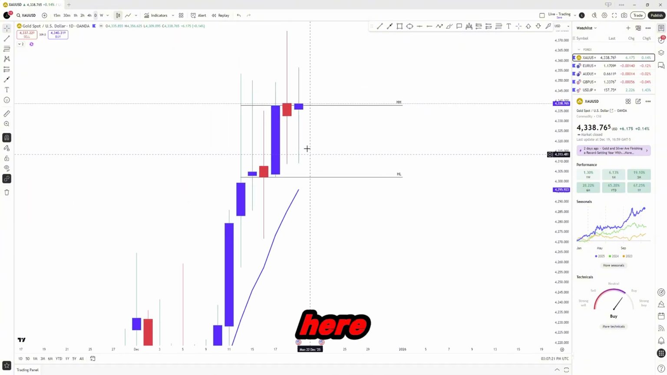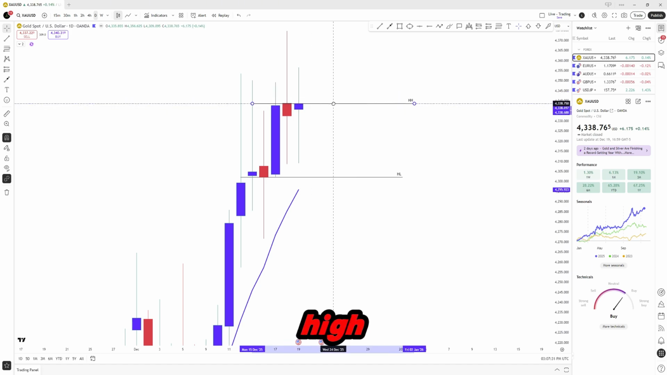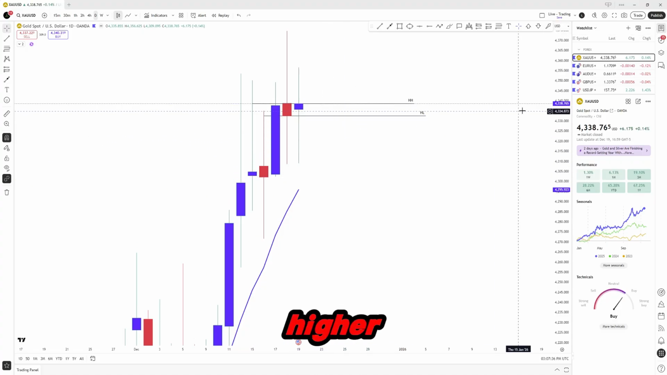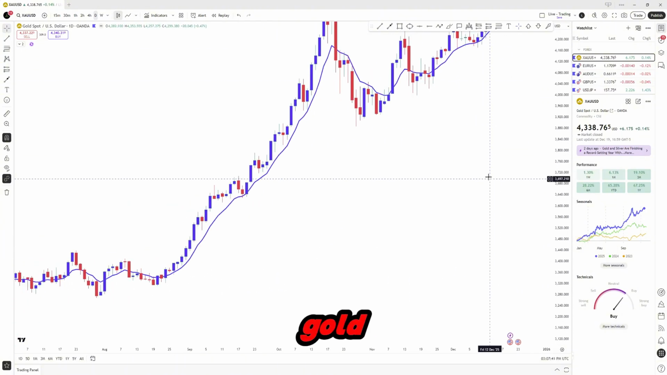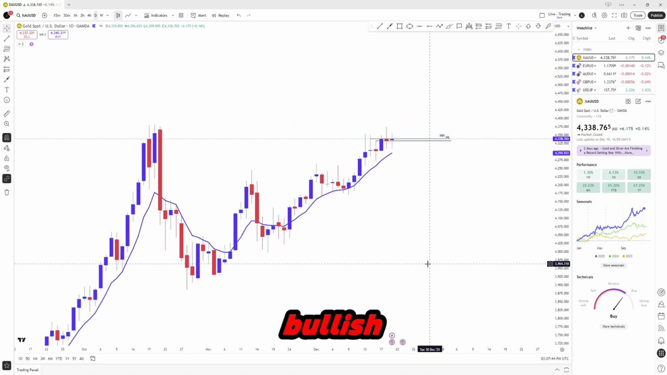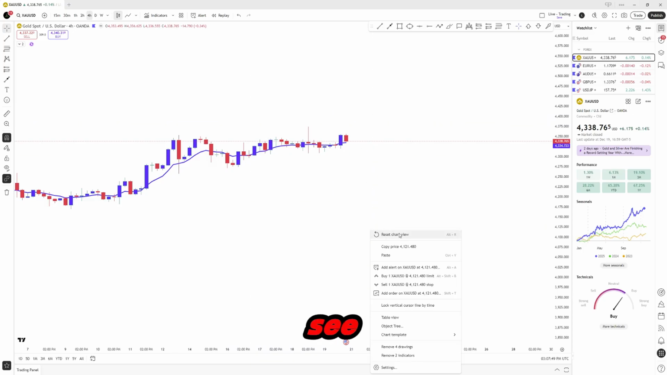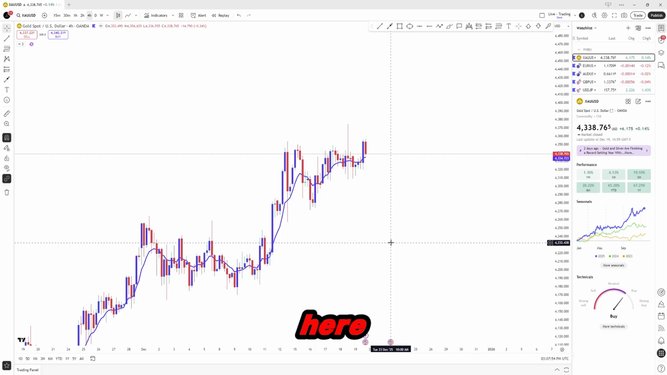We zoom in here. As you can see, this candle closed above our previous structure, creating this the new higher high, bringing this up to be our new higher low. So right now, the daily for gold is also bullish. We go down to the 4-hour time frame and we see what the 4-hour is doing. Well, if we see right here, the 4-hour is bullish.